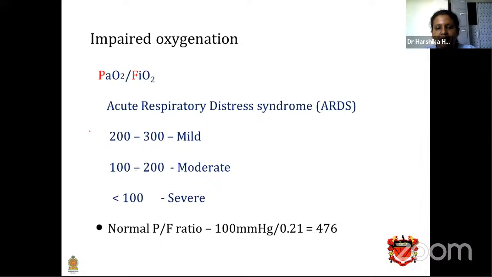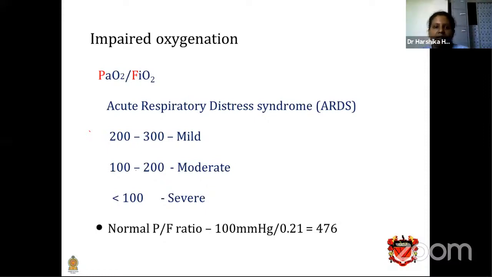So my PO2 when I am breathing room air will be close to 100 millimeters of mercury. Let's say it's 100 millimeters of mercury. And what is the FiO2? At the moment I am breathing room air. So the fraction of inspired oxygen will be 21%, which is the normal atmospheric oxygen concentration. Oh, 0.21. When we say fraction, we normally say 0.21. So my PF ratio at this minute will be 100 divided by 0.21, which comes to a value of about 476. So that is normal.